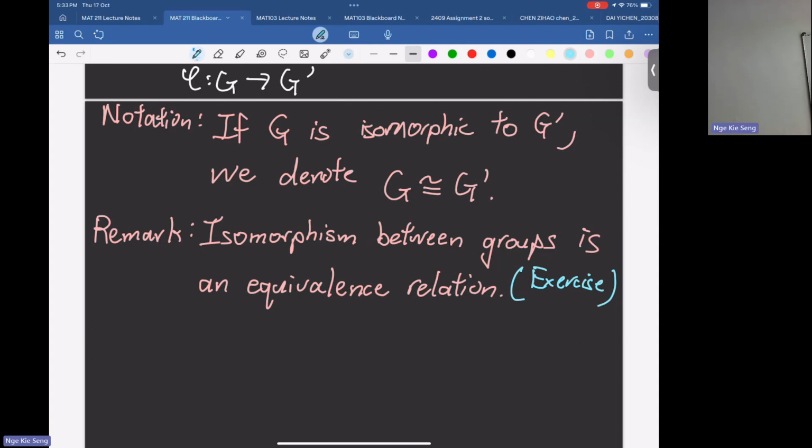The composite of bijective functions is still bijective. The composite of group homomorphisms is still a group homomorphism. Okay, but these are easy exercises. You should try it out.